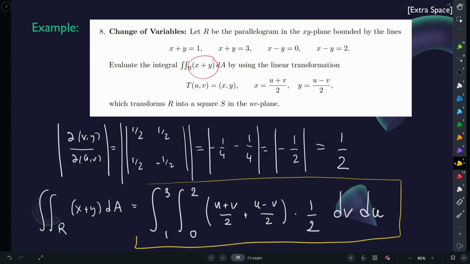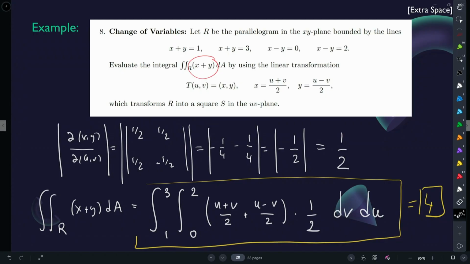Okay? That simplifies a lot because that is just inside the parentheses, that is just u. So it's the integral of u divided by 2, and you can see in the solutions that this is just 4.